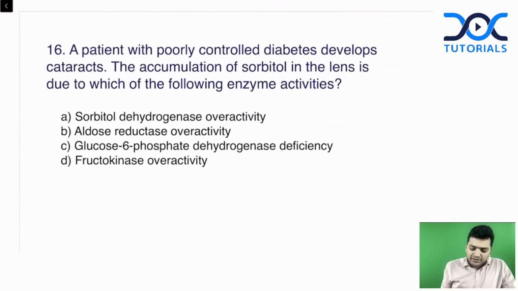A patient is presented with poorly controlled diabetes and he's having cataract. And this is due to accumulation of sorbitol in the lens. It is due to which of the following enzyme activities? Which enzyme is leading to this problem?